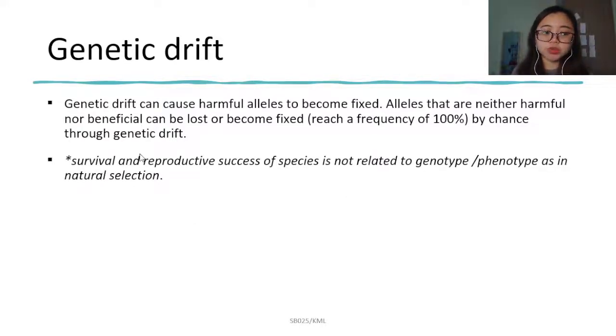The survival and the reproductive success of species is not related to the genotype or phenotype as in natural selection. So, genetic drift ini berbeza sikit dengan natural selection. Sama ada individu itu survive ataupun tidak, sama ada dia dapat membiak ataupun tidak, dia kurang berkait dengan dia punya genotype ataupun phenotype.